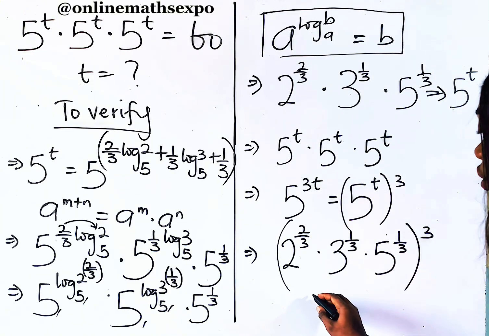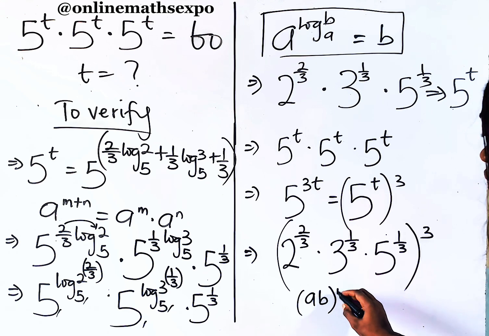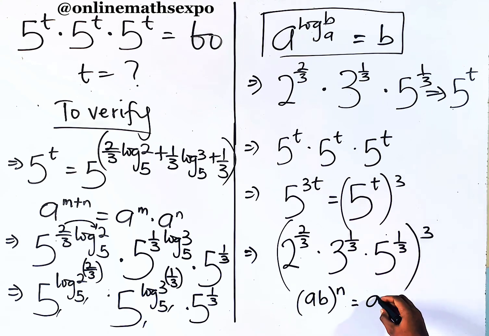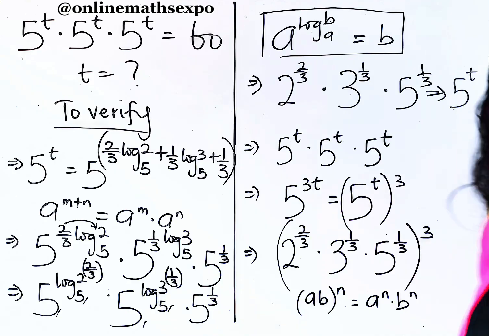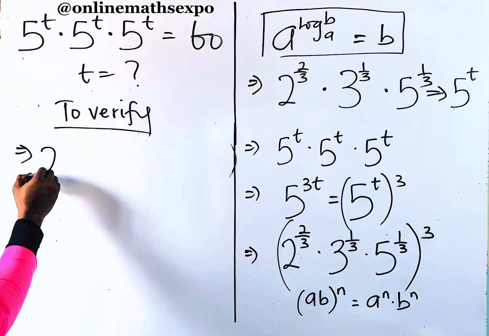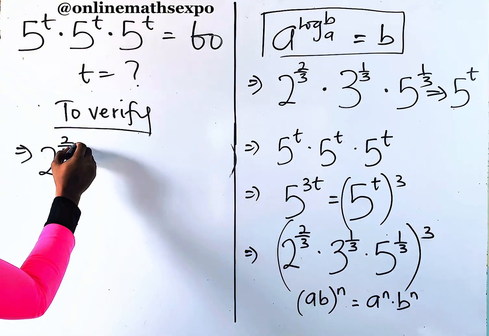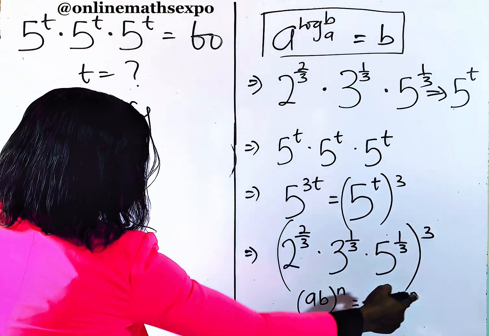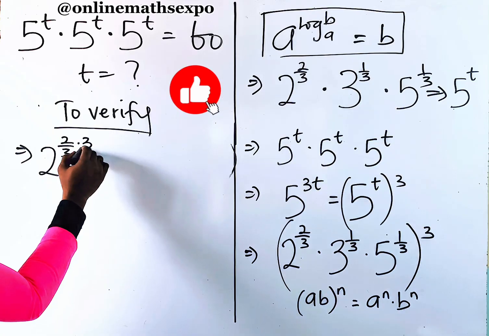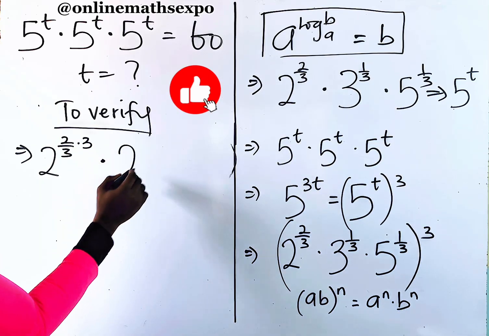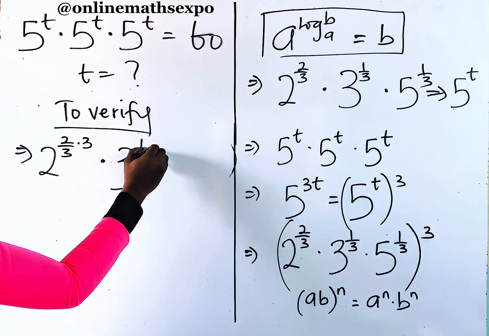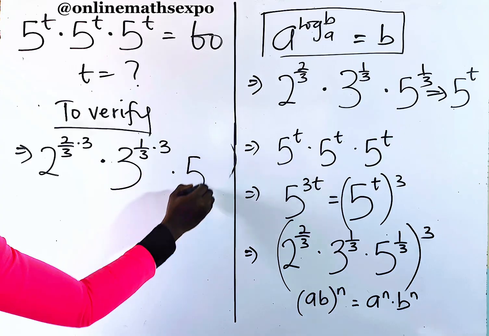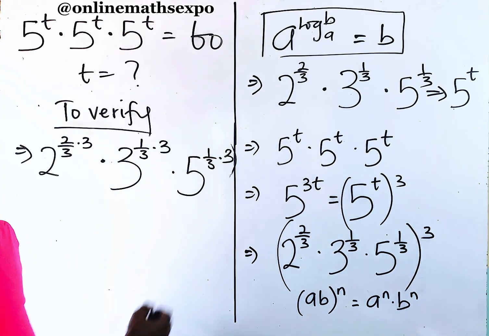Interesting. So remember also, for every ab raised to power of n is always equal to a to the power of n multiplied by b to the power of n. So we're going to apply it here to help us to simplify. And to do that, we have 2 to the power of 2/3 will be multiplying. See that this power is on each of them. So it's multiplied by 3, and we have 3 to the power of 1/3 multiplied by 3 is multiplied by 5 to the power of 1/3 multiplied by 3.